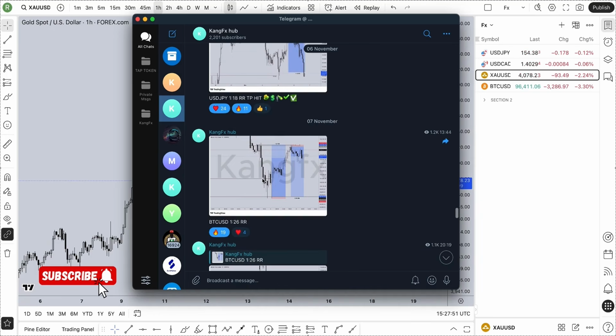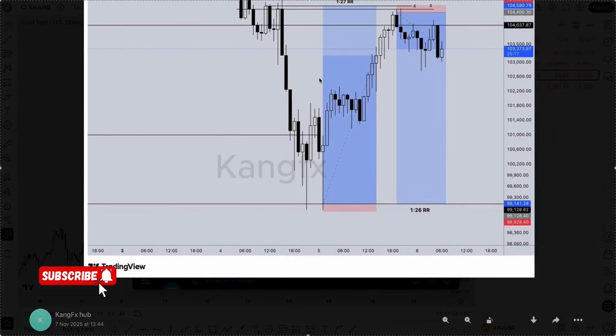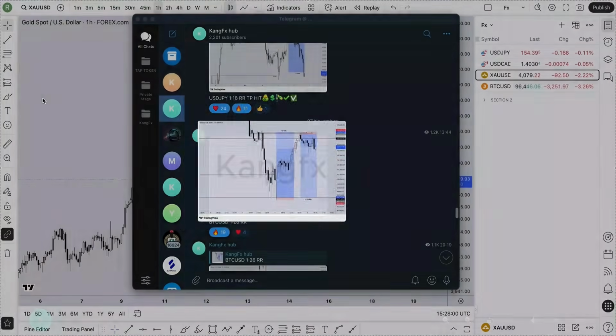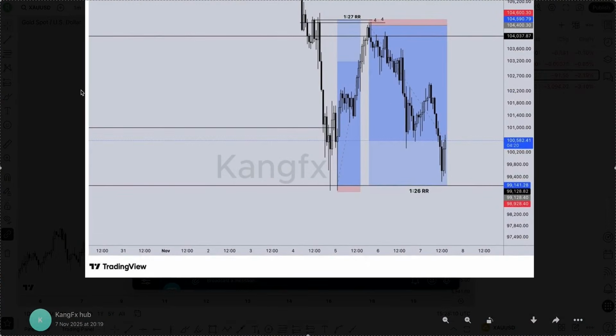This was another trade, 1:26 on BTC. The first one here was 1:27. When the market was coming down, this was 1:26. This was when the market hit the TP.